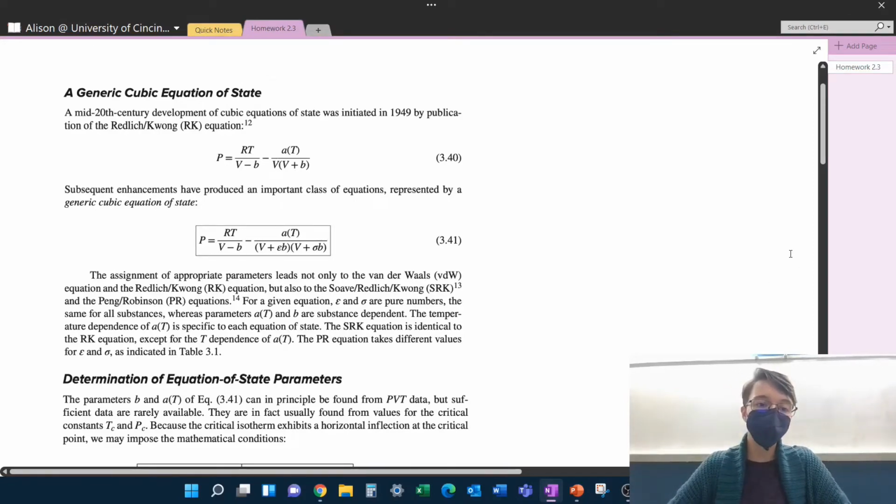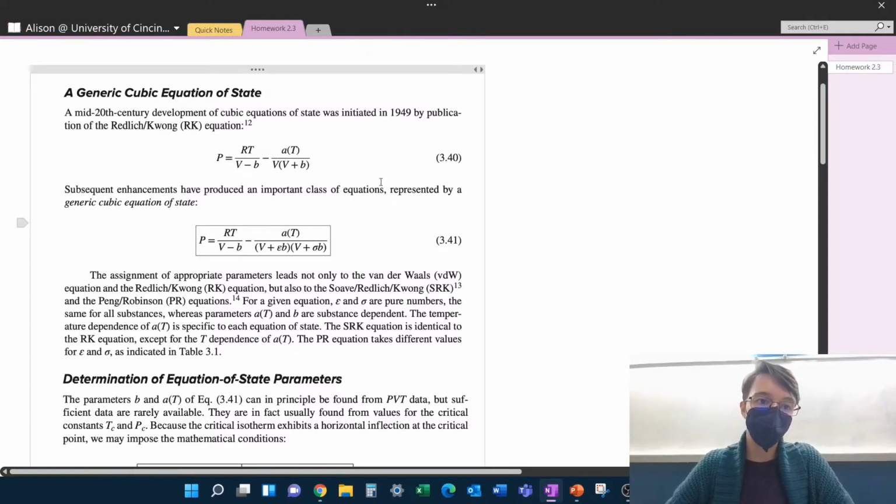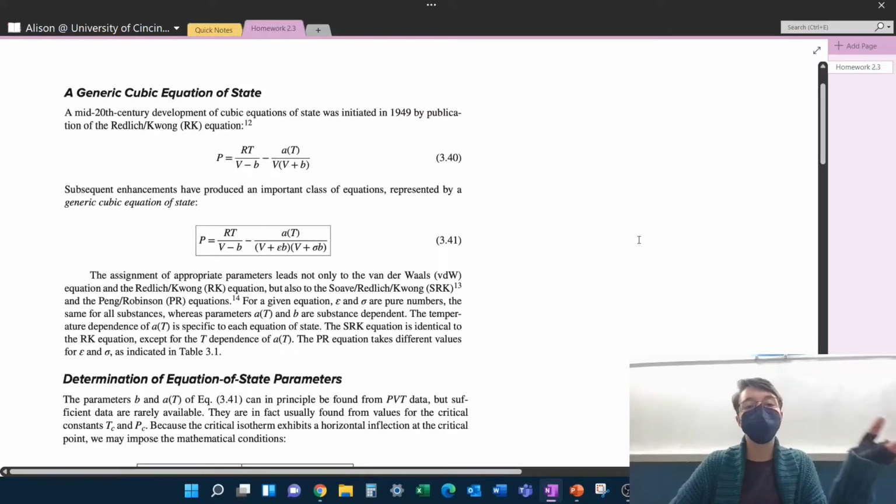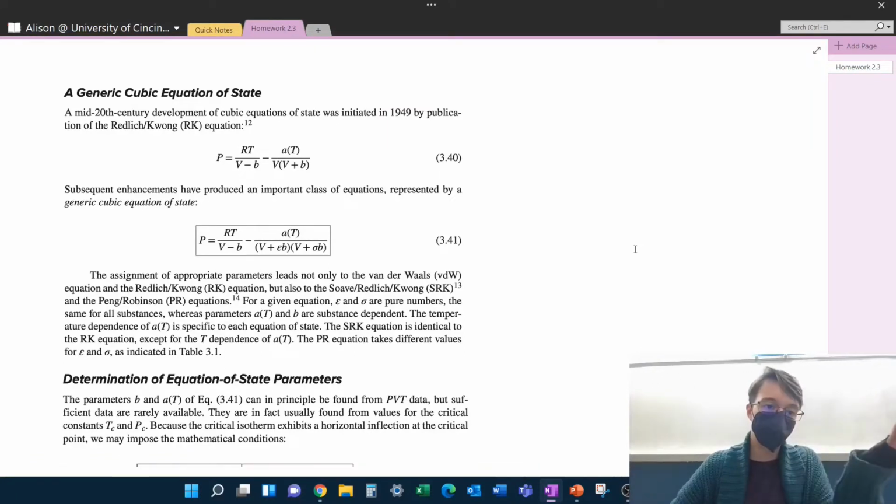Alright, so for our next problem, we're going to be looking at a specific cubic equation of state. This is the general form, and we're going to be looking at the SRK equation of state made by these three people, which has its own values of A, B, epsilon, and sigma. And I will be showing you how to code this into Python so that we can make a plot at many different temperatures, and you can see how the pressure and the volume relate to each other.